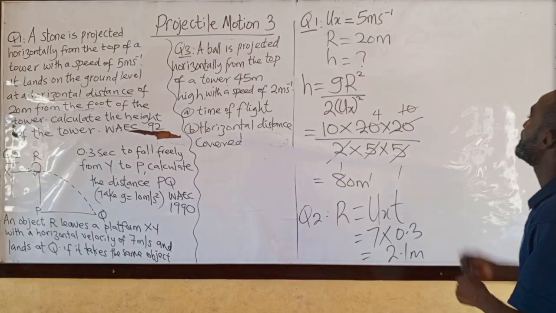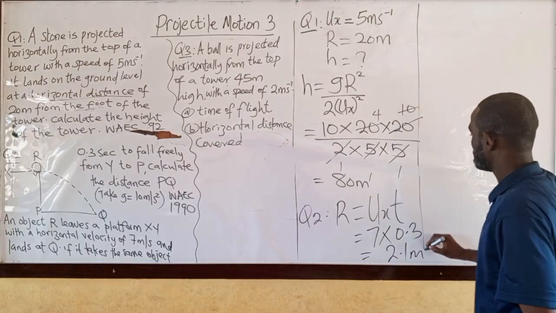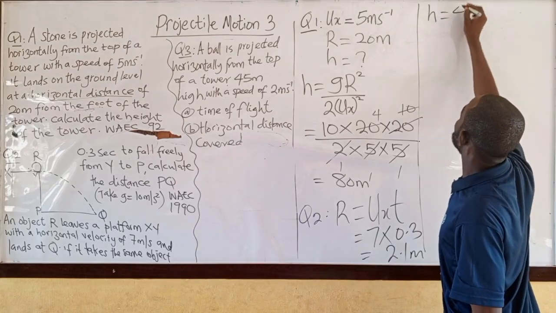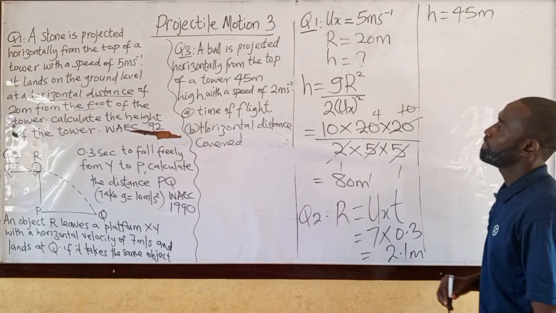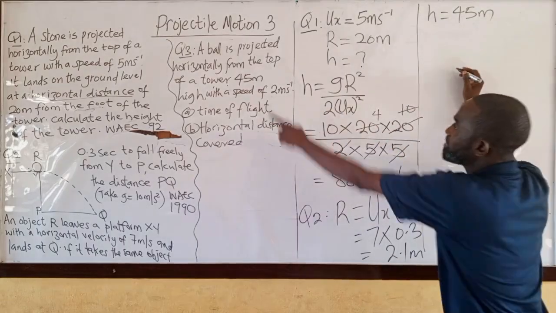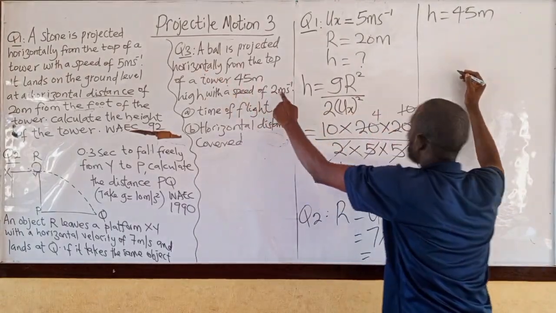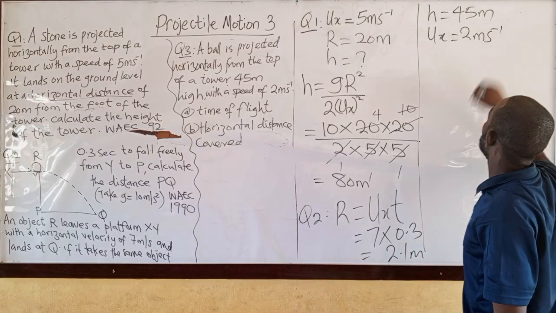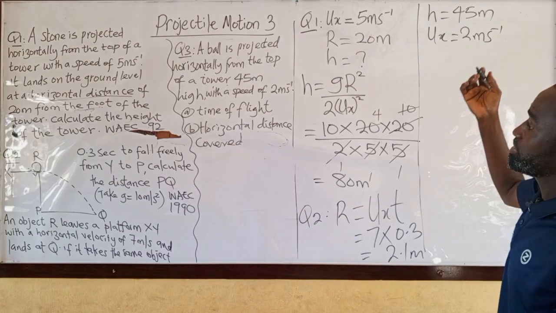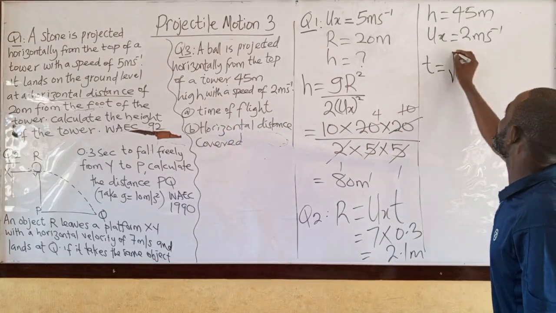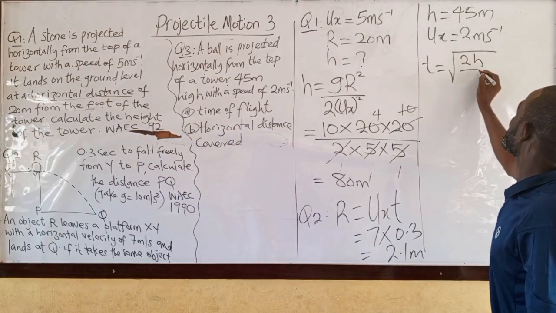Let us write the parameters given. We're given H as 45 meters. We're given the speed U of X, horizontally, U of X, which is 2 meters per second. We're now to find the time of flight. So what's our time of flight? Time of flight equals the root of 2H over g.